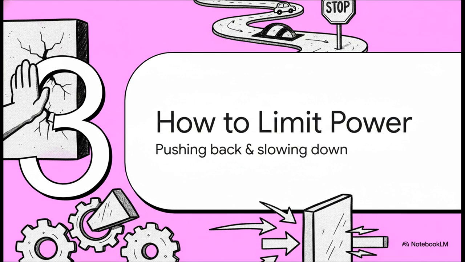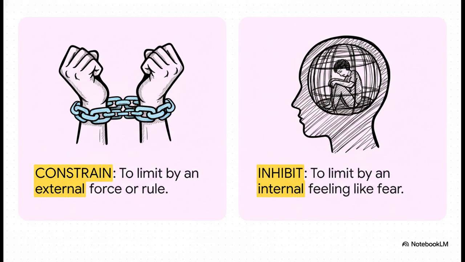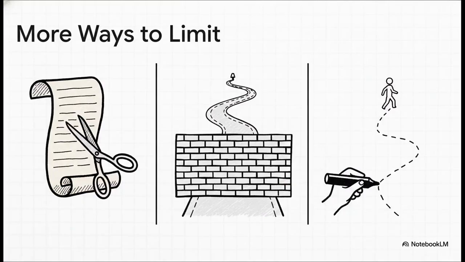stopped in its tracks. No, this is a really important distinction here. Constrain and inhibit both mean to limit something, but it's where the limit comes from that matters. Your budget constrains your spending. That's an outside rule. But your own fear might inhibit you from speaking in public. That's an inside feeling holding you back. And the list goes on.